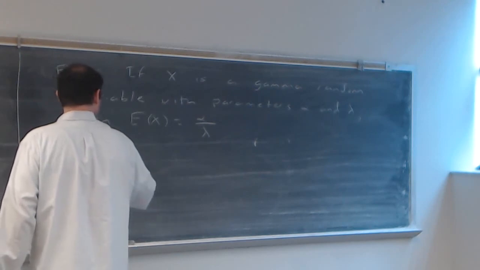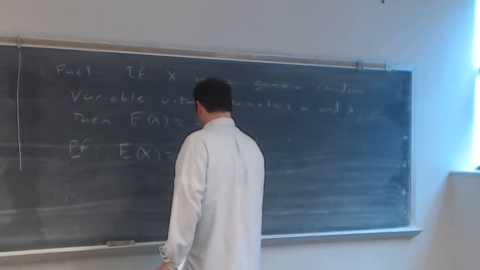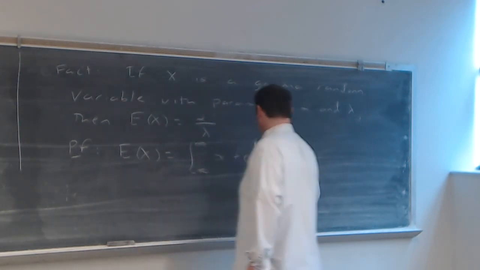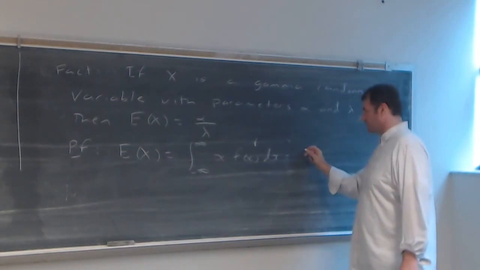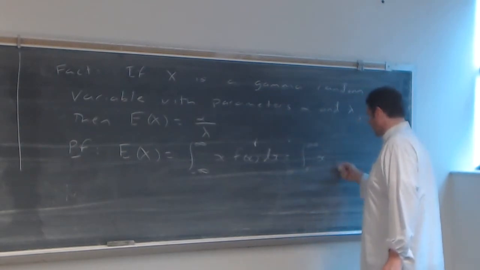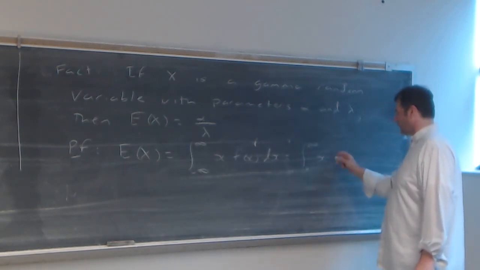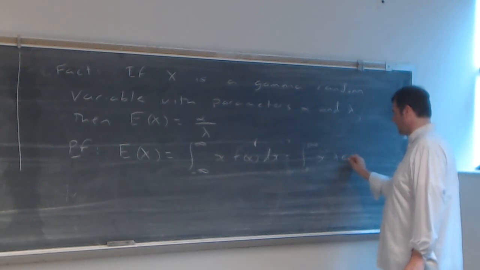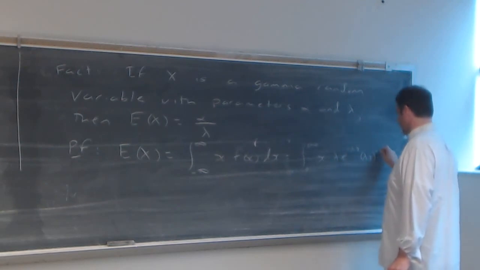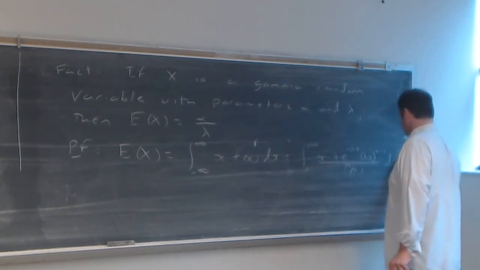So to prove this, remember the expected value of x will be the integral from minus infinity to infinity of x times f of x dx. But that's going to be equal to the integral from 0 to infinity, because of the way f of x is defined, of x times lambda e to the minus lambda x, lambda x raised to alpha minus 1 over gamma of alpha dx.